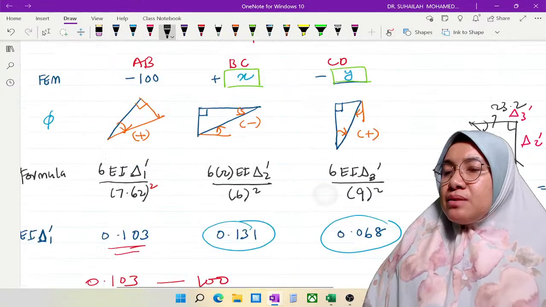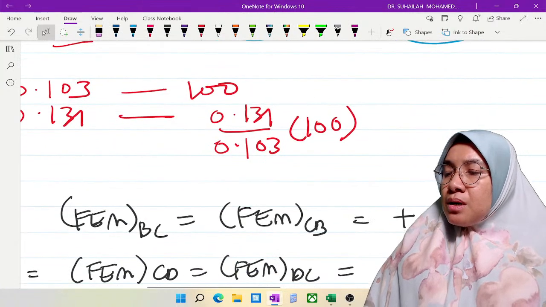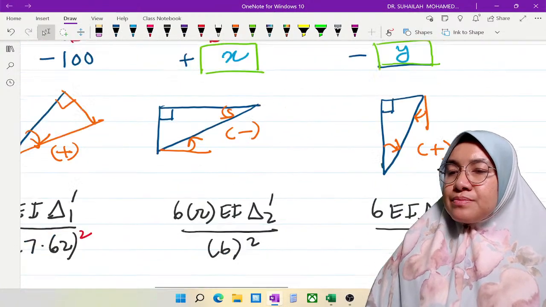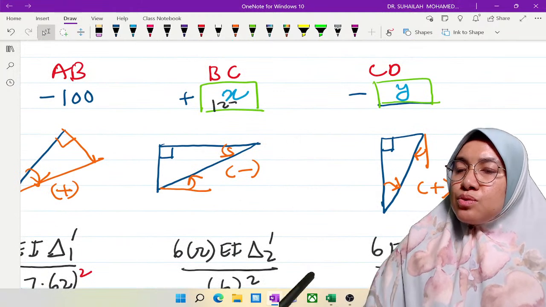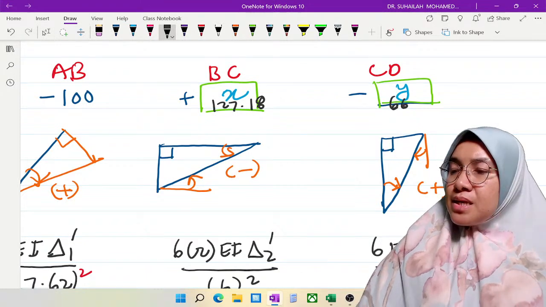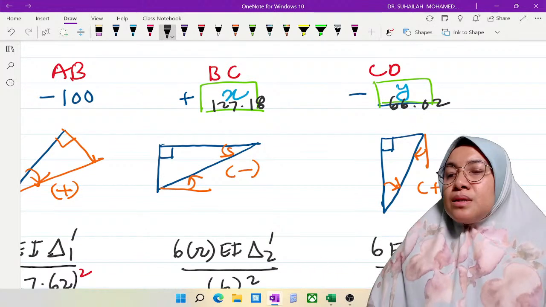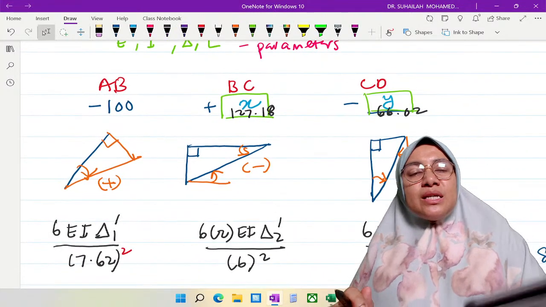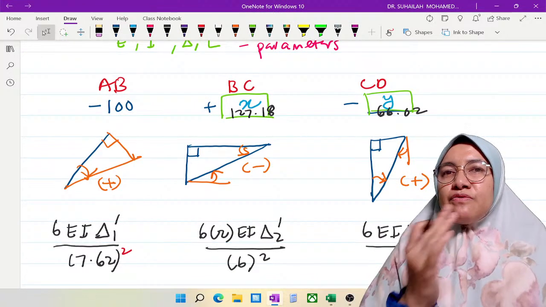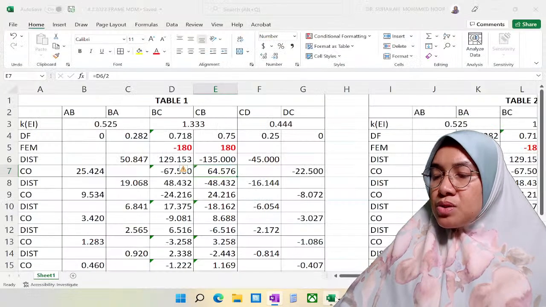Okay, so the values in the table, these are what we calculated earlier: 127.18 and 66.02. Okay, so this is actually the value that we need to transfer into Excel. Okay, the same Excel that we used in table number 1. This is table number 2.